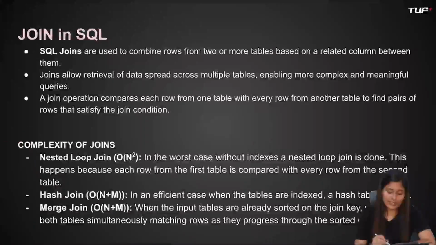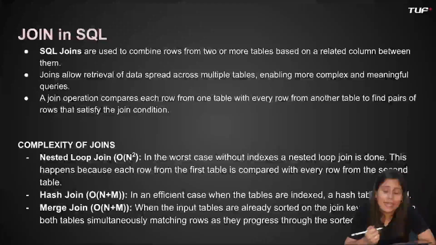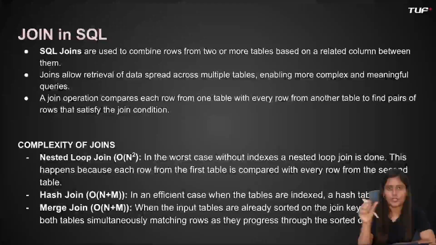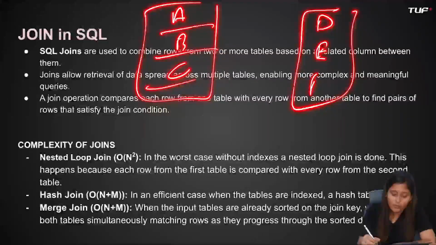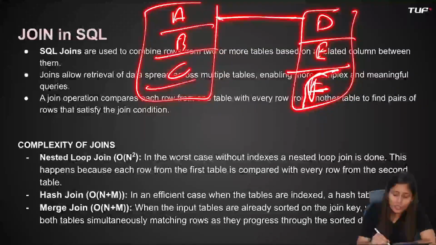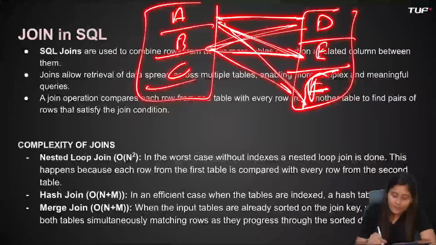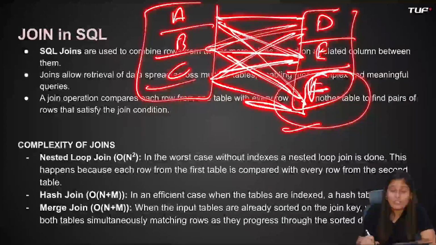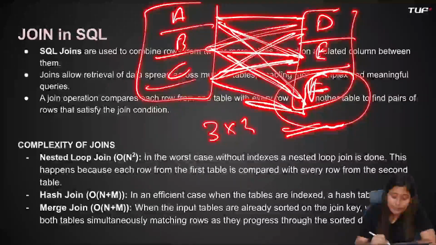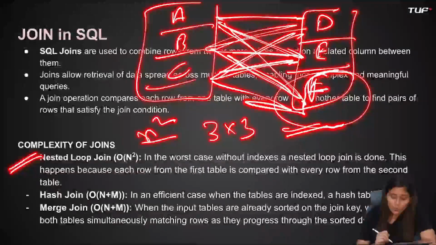Now, the complexity of joins. In the worst case, let's suppose we find the relation according to the condition at the very last. We have 3 rows in one table, A, B, C, and D, E, F in the other, and let's suppose we want C and F. We compare A, D, no; A, E, no; A, F, no; B, D, no; B, E, no; B, F, no; C, D, no; C, E, no; C, F, yes. This is the worst case, and here we did 3 cross 3, basically n square. A nested loop join is required.